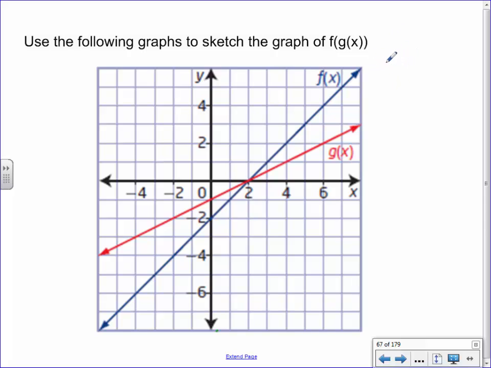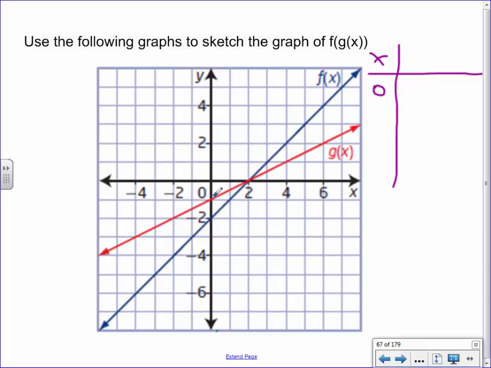Let's pick a value for x to start with. 0 is a good choice. Okay, let's take 0. Let's start on the inside here. What would g of 0 have been? If I did g of 0, I'm going to go to the g graph right here, and when x was 0 right here, see how it was minus 1?